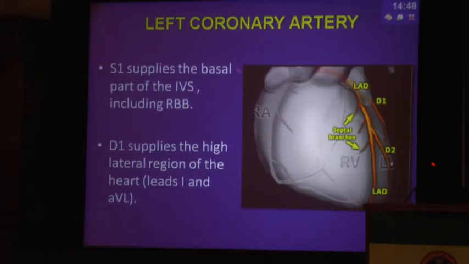So the first septal supplies the basal part of the interventricular septum, the base, the beginning, including the right bundle branch. So just keep this fact in mind. It's the S1, the first septal, just as the LAD emerges from the left main and divides into the circumflex and the left anterior descending. The part which is proximal to the first septal, that's what we call the proximal LAD.